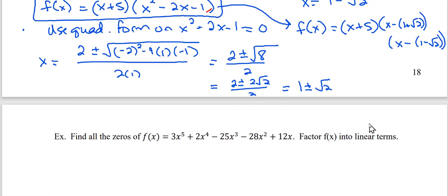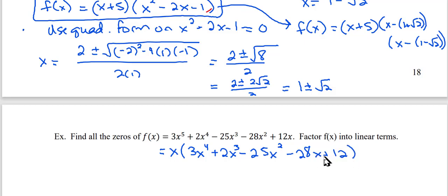Let's try it again. This one's bigger. So let's try this one. It's already in descending order, so that helps me. The first thing I do notice, though, is that I do want to pull an x out of this. I have a GCF of x here. And then I'm going to work on factoring this part further using our new techniques, because I don't have any other techniques for factoring something that big.